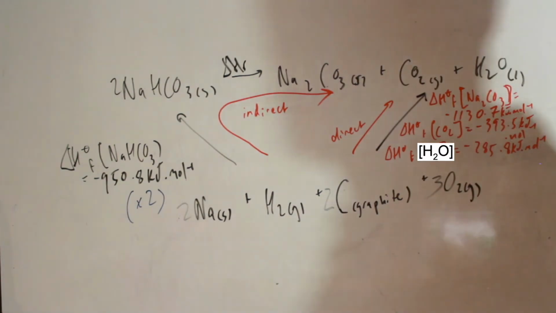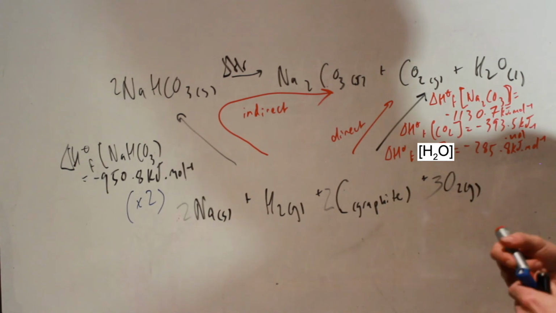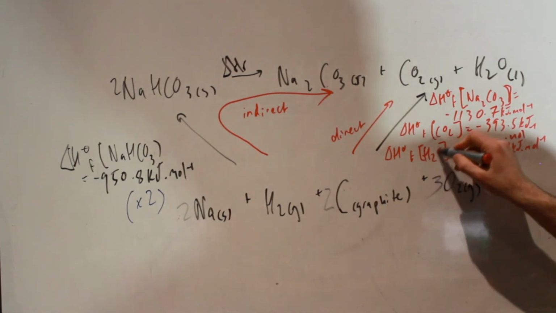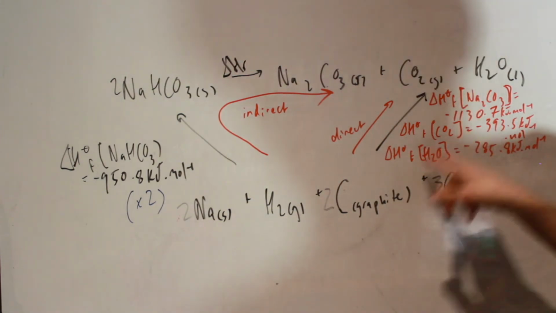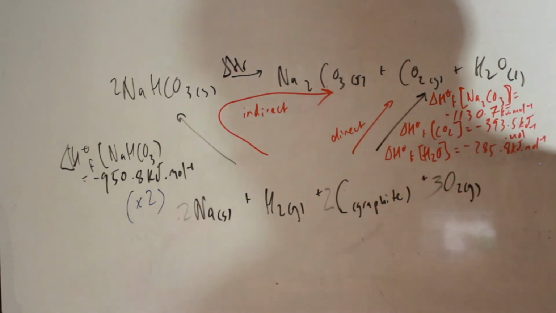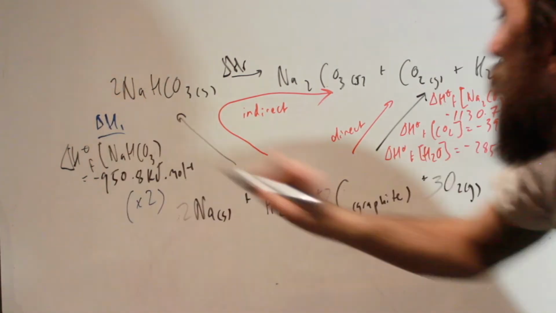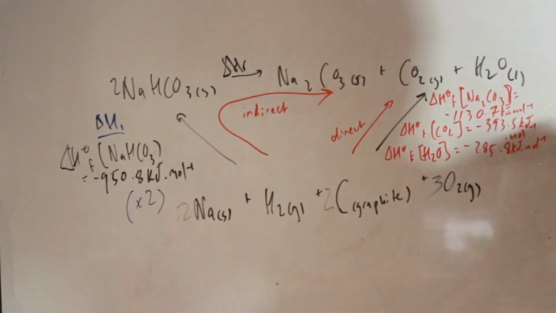So looking back over here, why have I written O2 there? That should be H2O. That's a really strange thing to do, because that's the delta H formation of H2O, not O2. Ignore that O2 there, that's meant to say H2O. So we've essentially got our delta H1 over here. We've got our delta H2 over there.